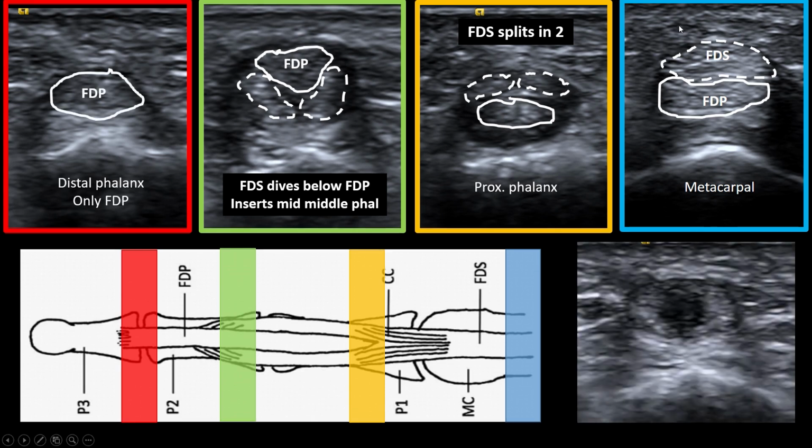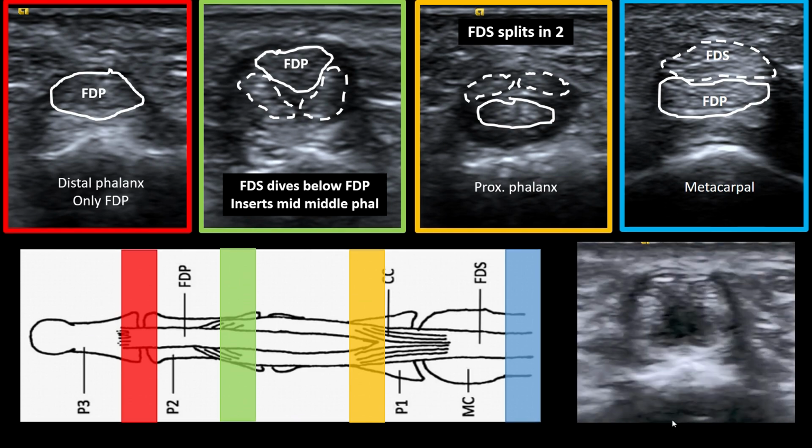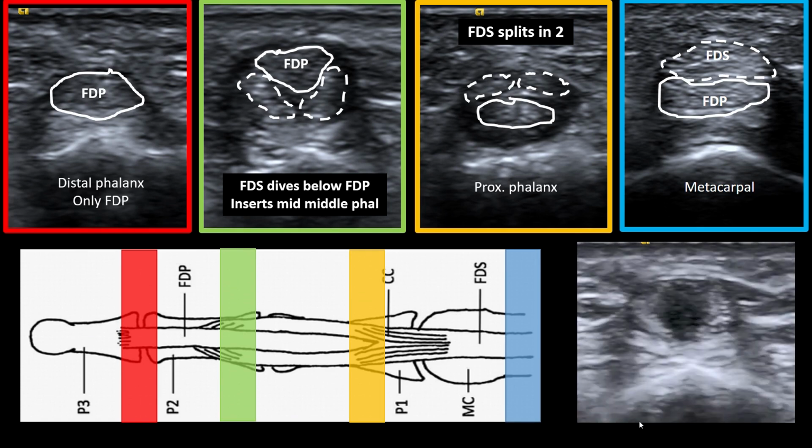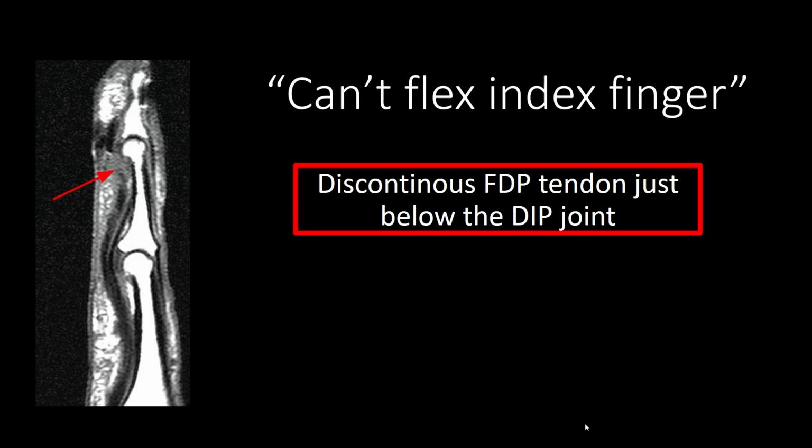So on the cine clip, you can see here that from the MCP, you can see the division, and it's spiraling around and then inserting deep to the FDP on the middle phalanx.